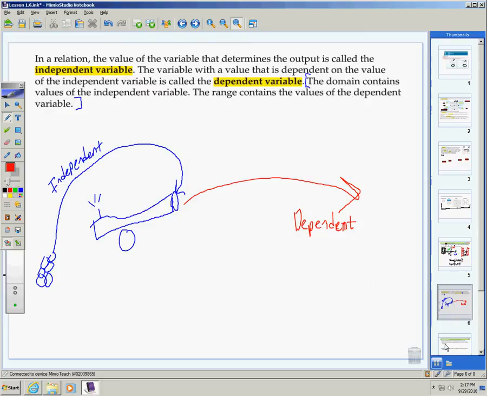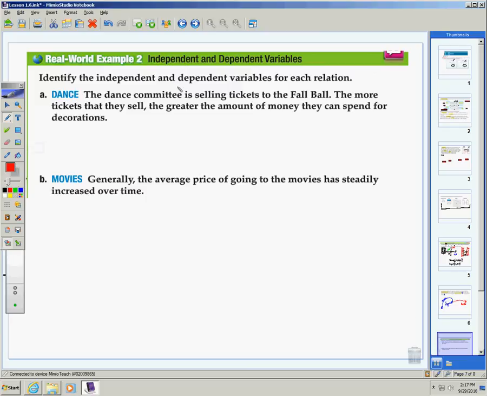So if I look at our example, we're going to identify the independent variable, and we're going to find the dependent variable for each of these situations. So if we look at the first one, we've got a dance committee is selling tickets to the fall ball. The more tickets they sell, the greater amount of money they can spend for decorations. So if we think about it, this last sentence is really telling us exactly what we need to know. The more tickets they sell, the greater the amount of money they spend for decorations.